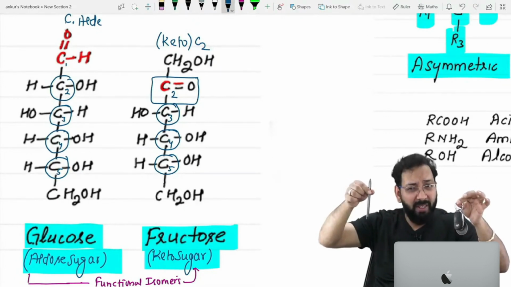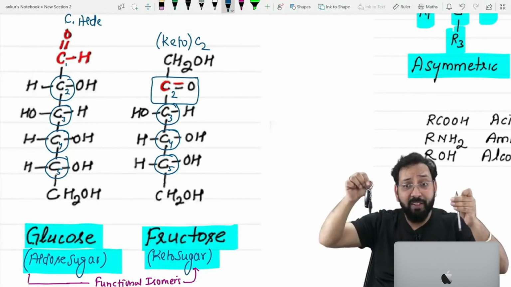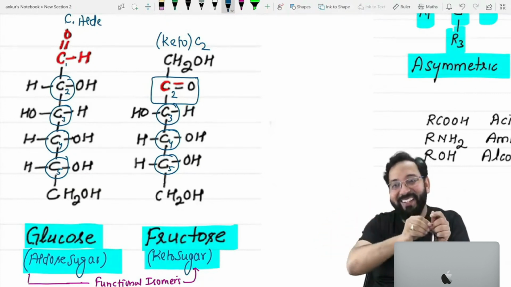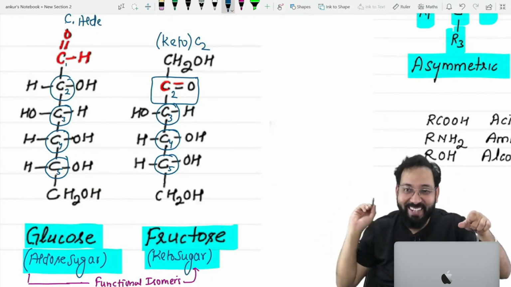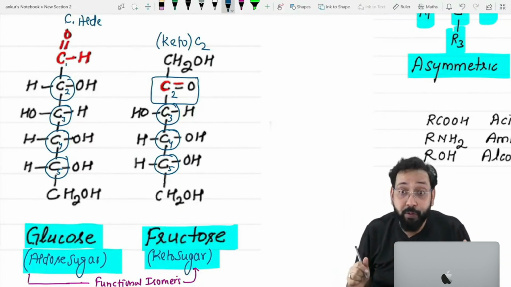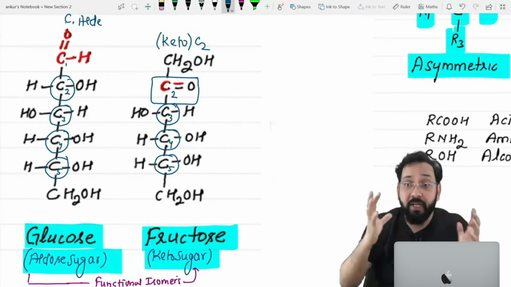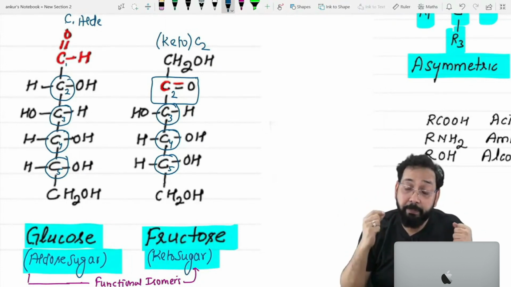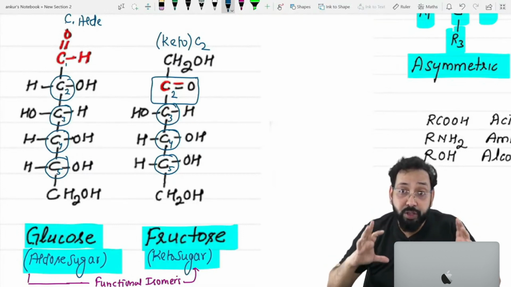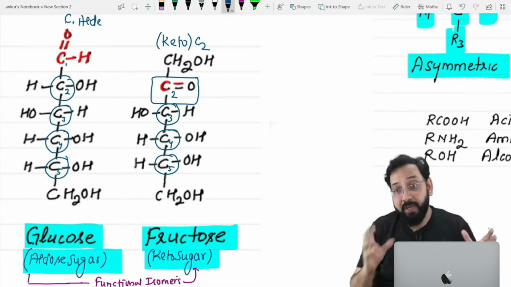Do you agree? If OH is at this side, I can't write with my left hand, I can write with my right hand. So we can remember like this. If the OH orientation changes around the asymmetric carbon atom, the property of the compound changes. So stereoisomerism means orientation around the asymmetric carbon atom.